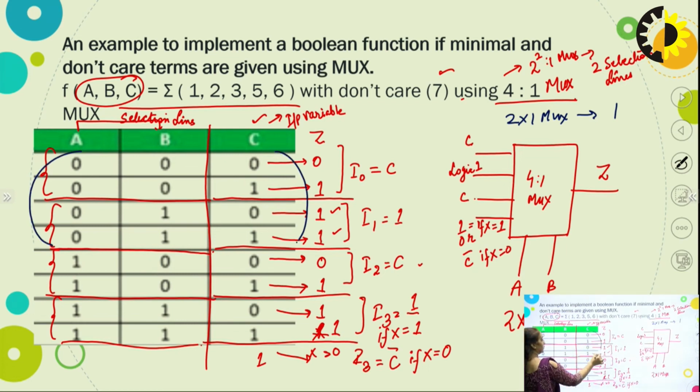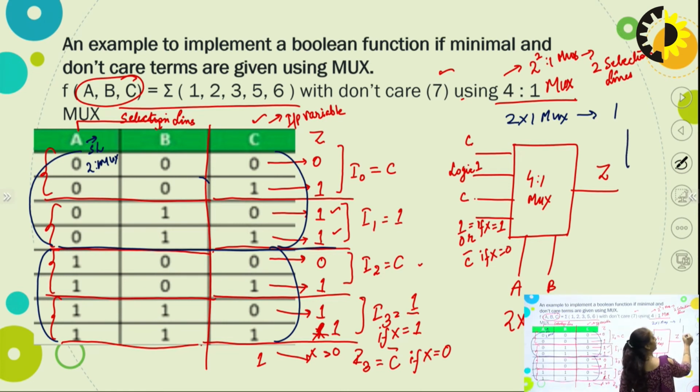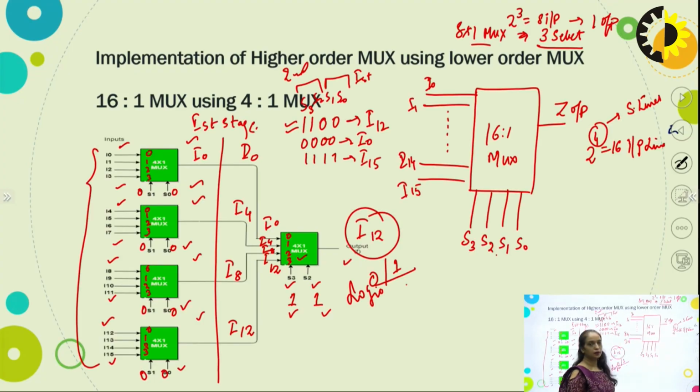In the first part, the value of the selection line is 0, and in the other part the value of the selection line is 1. So A will be treated as the selection line in case of 2 cross 1 mux. B and C will be treated as inputs. Divide the table into 2 parts, realize this function with the help of the B, C variables, and connect the respective inputs at the block diagram. So we have A as a selection line, some value of BC will be there at I0 and I1, and similarly Z will be there.